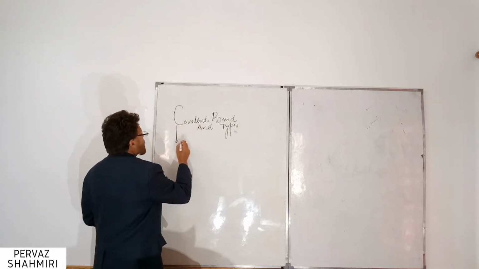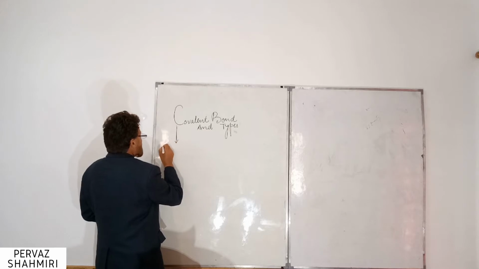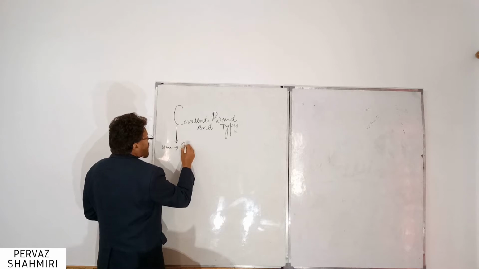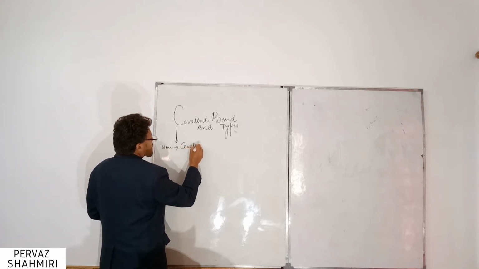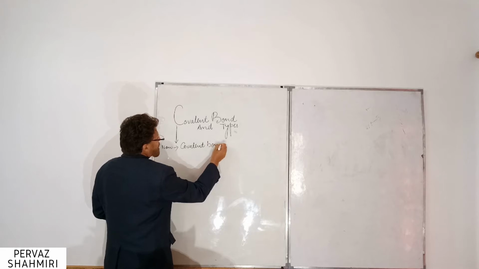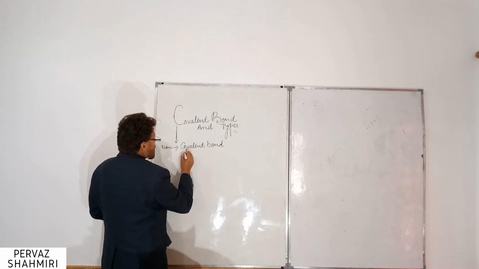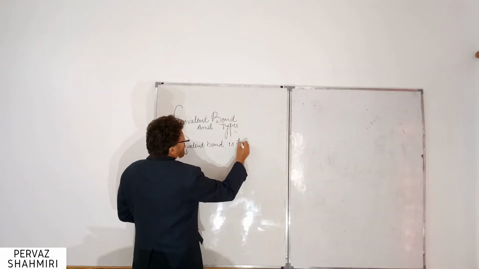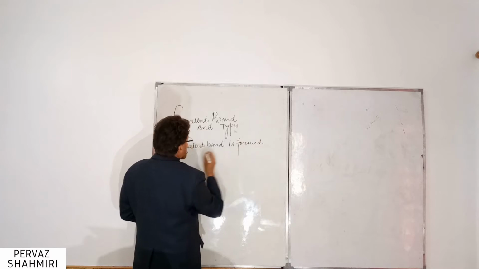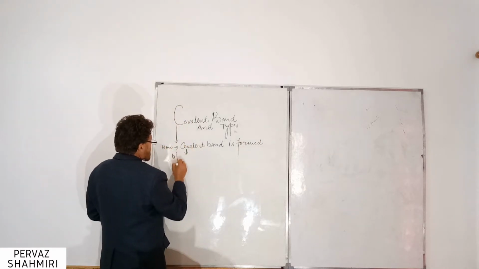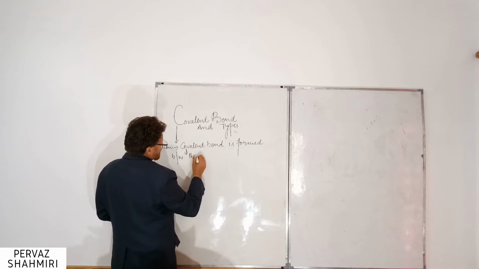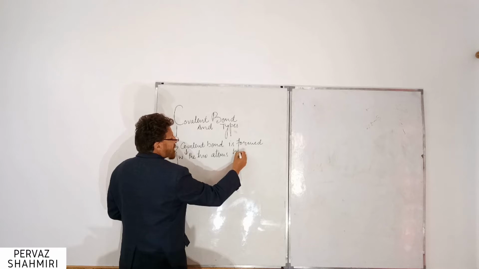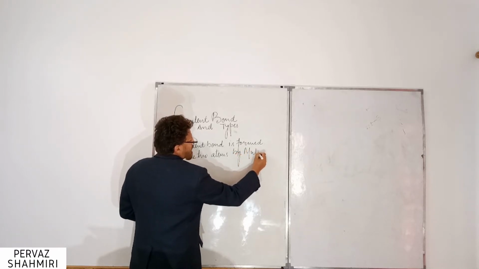As you already know the definition of bond, now here we will define covalent bond. Covalent bond is formed between the two atoms by mutual sharing of electrons.